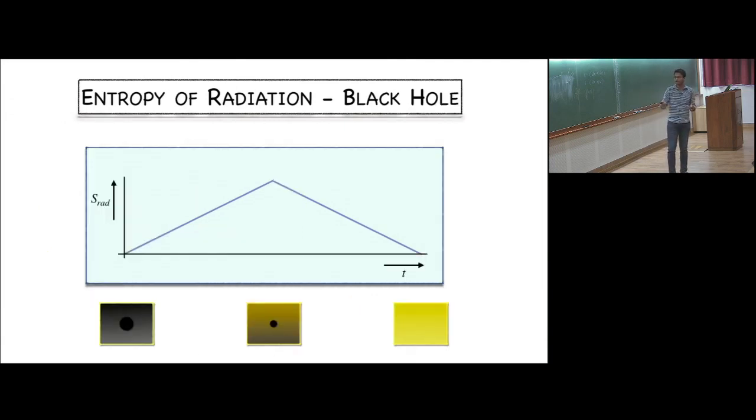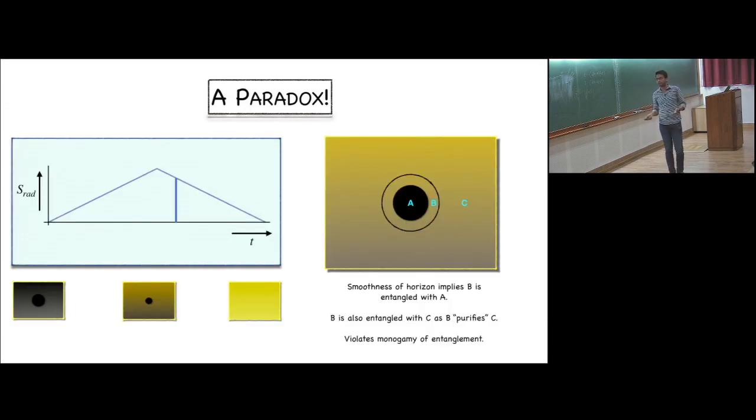So now we expect some similar thing to take place in the case of black hole evaporation. Initially, the entropy of the radiation should be 0. It should go up and finally come down just from unitarity. So what is the paradox? The paradox is the following.